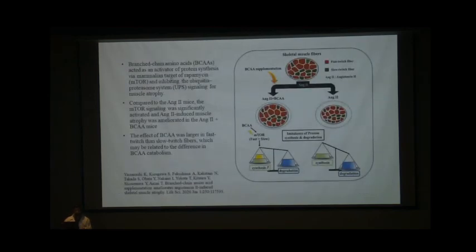This is another pictorial diagram which showed that in those receiving an angiotensin II blocker with branched-chain amino acids, there is more protein synthesis compared to degradation, as compared to the patients who did not receive branched-chain amino acids and only angiotensin II blocker.